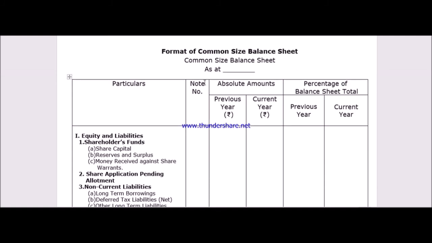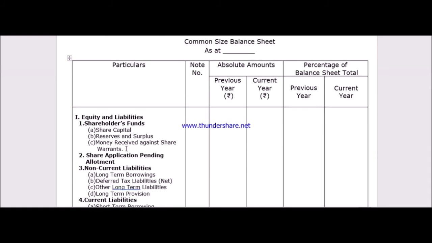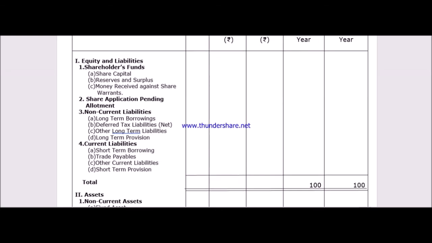In the previous class, we have read about the common size income statement. Today we will read about the common size balance sheet. Common size balance sheet means where the different items of the balance sheet are shown as a percentage of either liabilities or the total assets. All the individual liabilities will be shown as a percentage of total liabilities. Therefore, the total liabilities has to be taken as 100.